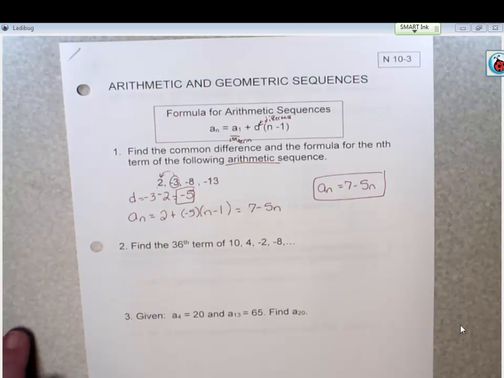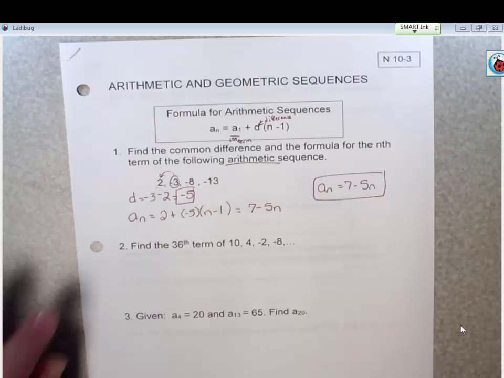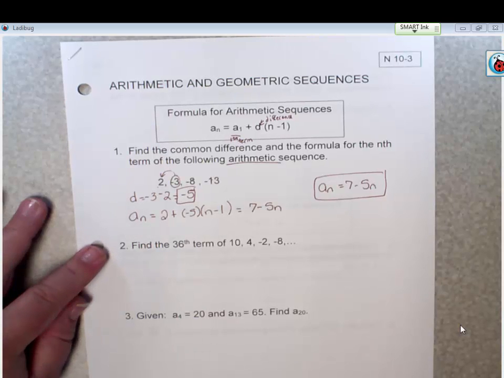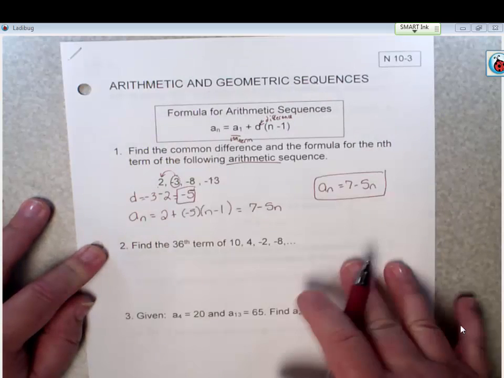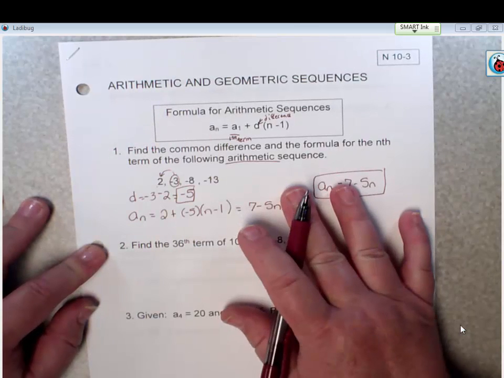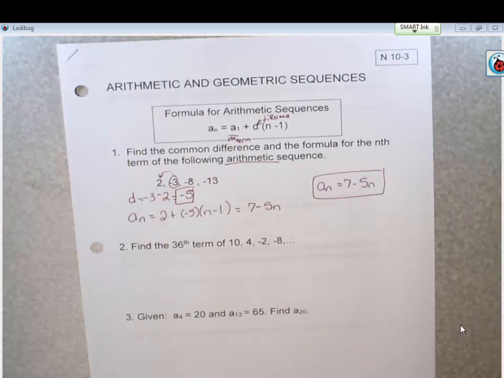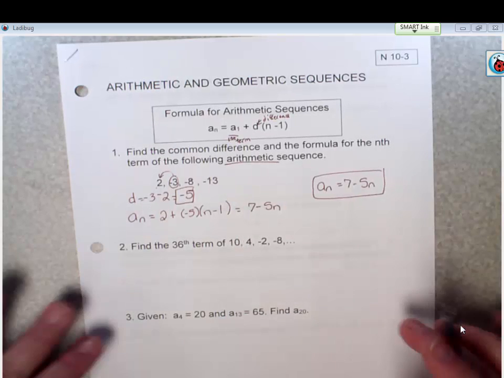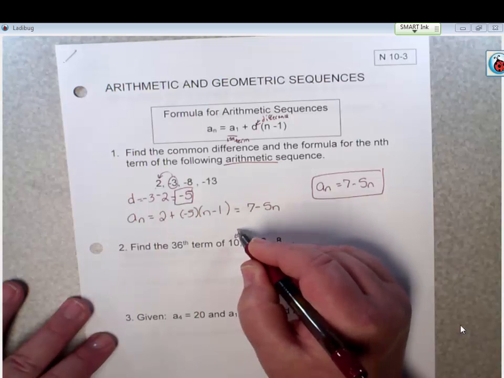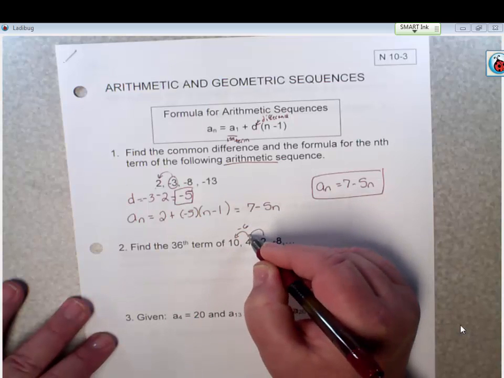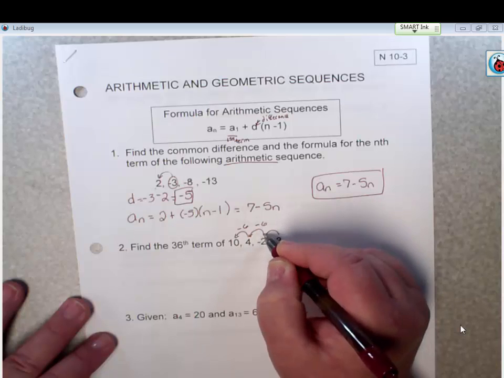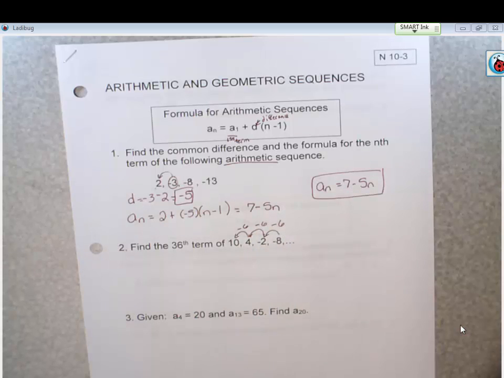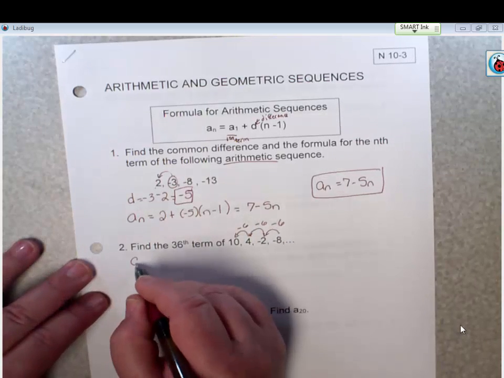All right, so find the 36th term of that sequence. Now, they did not tell me that this one is arithmetic. So before I start doing anything, I better figure out, is it really arithmetic? It's on the side that's arithmetic, so you would think that it would be arithmetic, but on your worksheet, they're all mixed together. So you need to take a moment and figure it out. If we go back this way, that's minus 6, minus 6, minus 6. So it is arithmetic. We have a common difference. So d is negative 6.